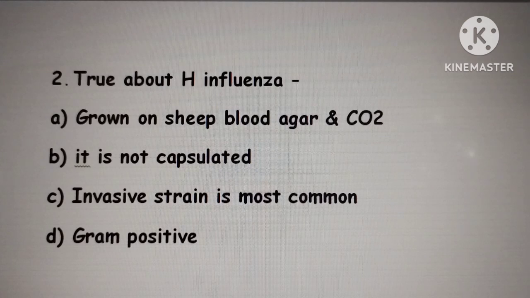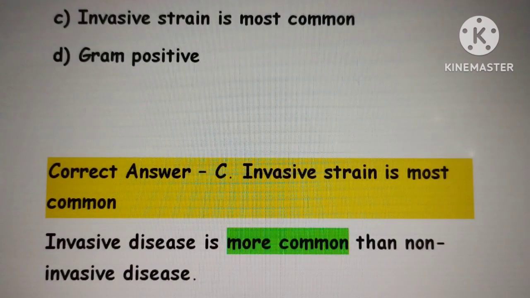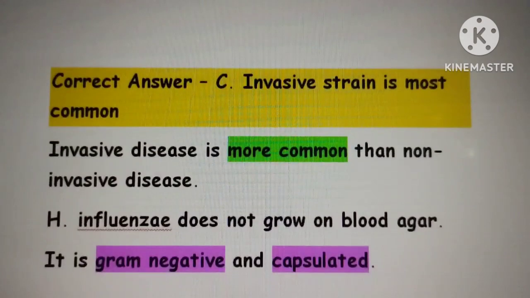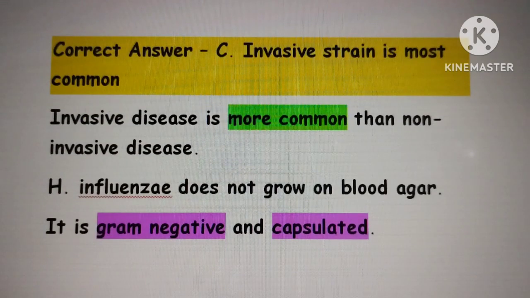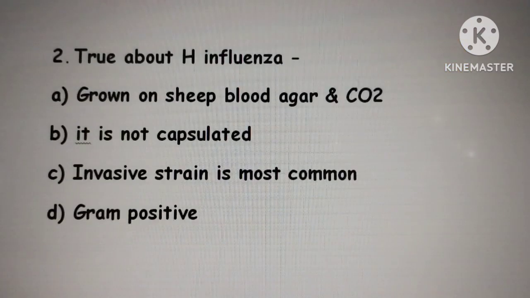So first point excluded. Second, it is non-capsulated. H. influenza is an encapsulated organism, and because of that it is the most common organism responsible for causing meningitis. So second option excluded. Coming to invasive strain is most common: yes, invasive strains are more common for causing disease than the non-invasive strain. Coming to the fourth option, it is gram negative and encapsulated. So the answer here is invasive strain is most common.